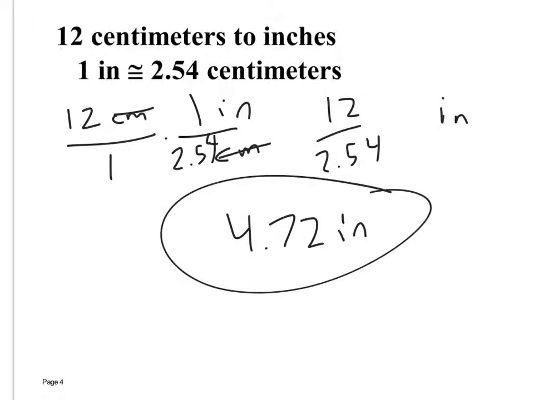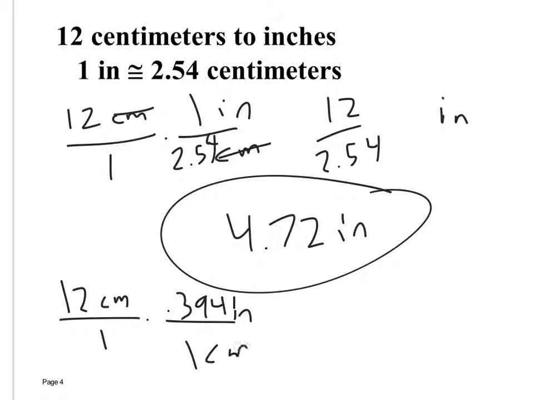And there's my answer. Now, you don't have to write this down, but I'm just going to briefly show you if you want to use the other conversion rate. So I write 12 centimeters over 1. The other conversion rate was 0.394 inches is 1 centimeter. Centimeters cancel. I take 12 times 0.394. You guys know what that equals? Want to take a guess at it? It's 4.72. Amazing how that works out.